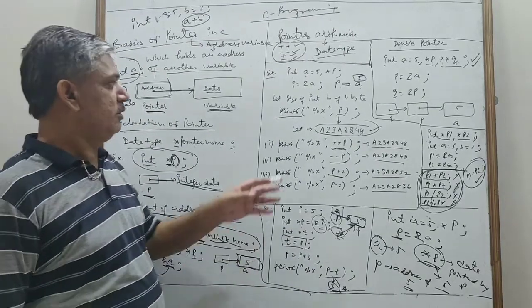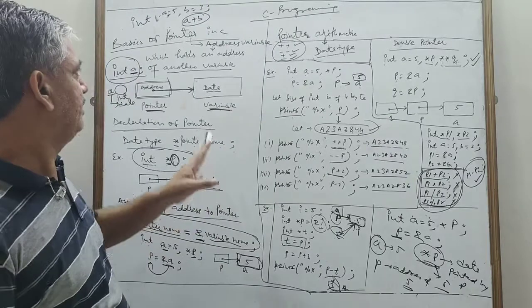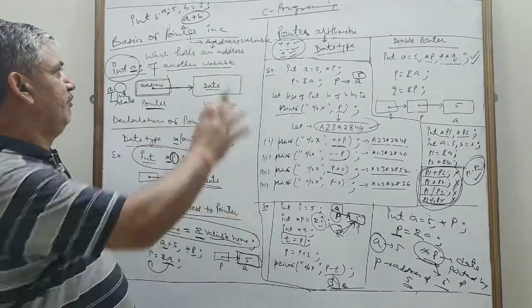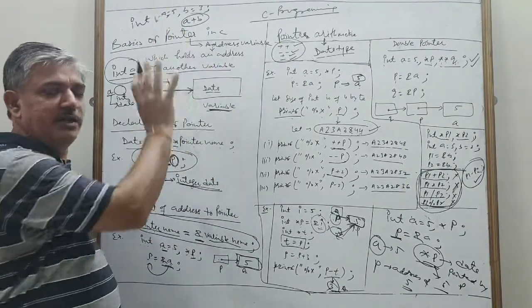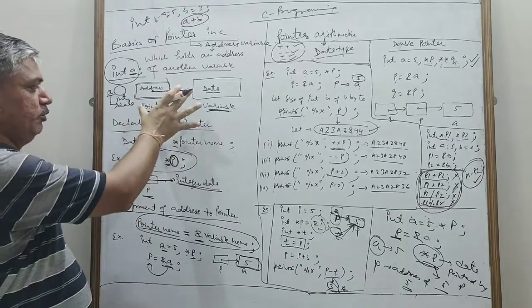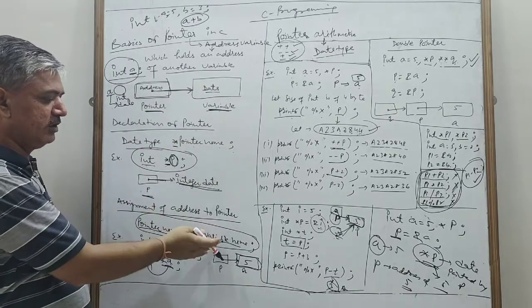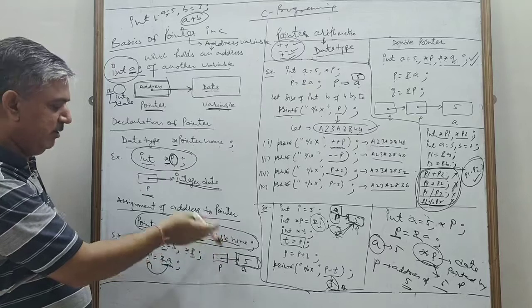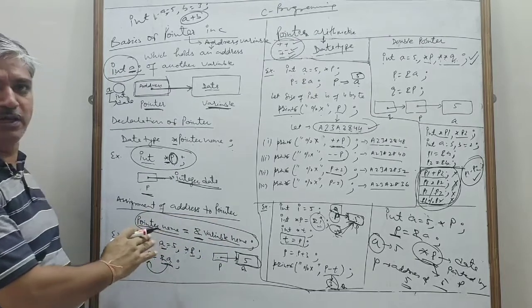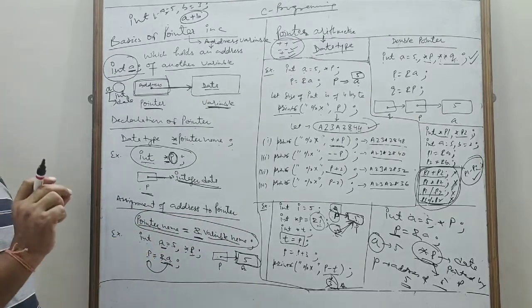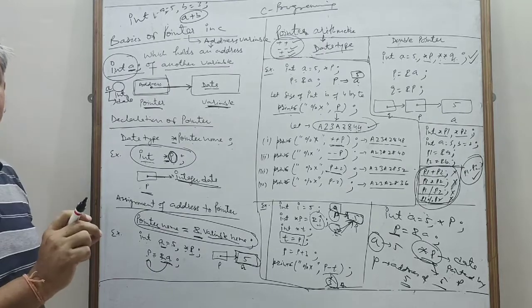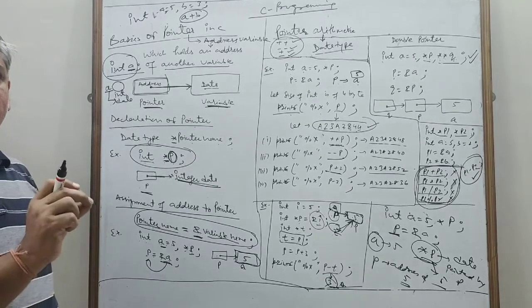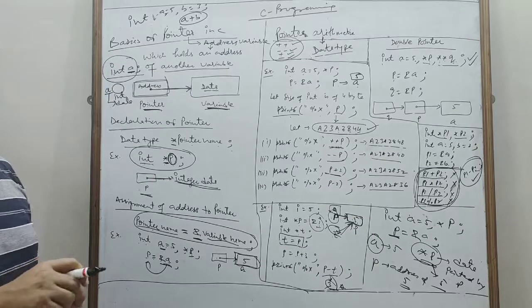Clear? So in this class we discussed simply what a pointer is. A pointer is a simple address variable. How to declare it, how to assign the address of a variable to the pointer, and what is the difference between pointer and data.